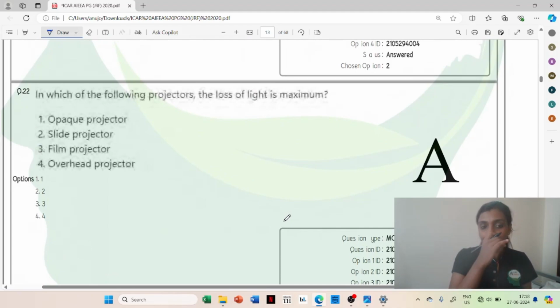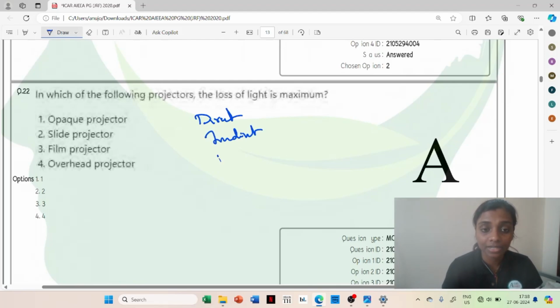In which of the following projectors is the loss of light maximum? In general, we will say there are 3 types of projectors: direct projector, indirect projector, and reflected type of projector.